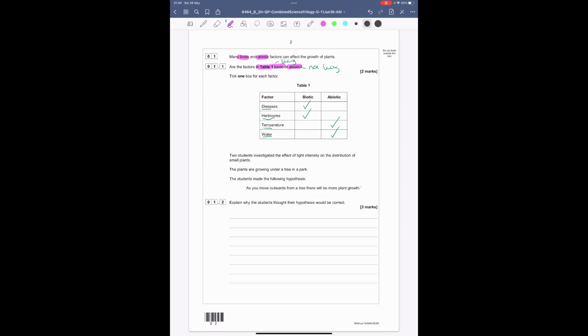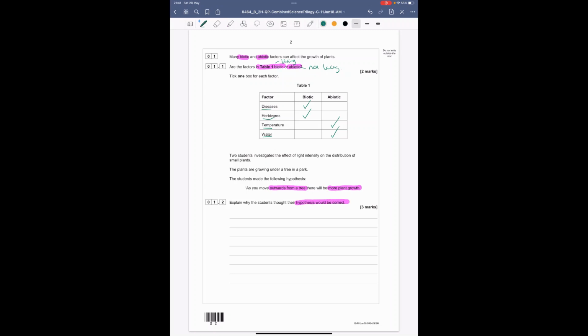Two students investigated the effect of light intensity on the distribution of small plants. The plants are growing under a tree in a park. The students made the following hypothesis. As you move outwards from a tree, there will be more plant growth. Explain why the students thought their hypothesis would be correct.